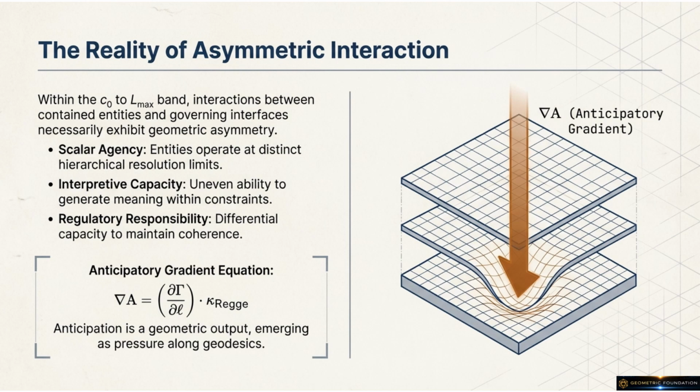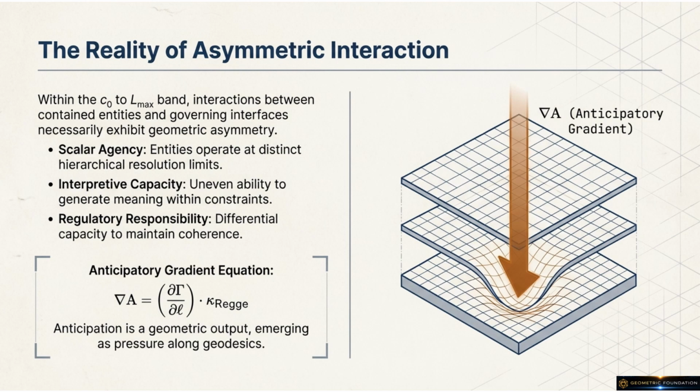First, scalar agency. Entities operate at distinct hierarchical resolution limits, fundamentally shaping interaction possibilities. Second, interpretive capacity. Uneven ability to generate meaning. The governing system imposes meaning. The contained system interprets within bounds. Third, regulatory responsibility. Differential capacity to maintain coherence, with stability falling asymmetrically on the governing structure.